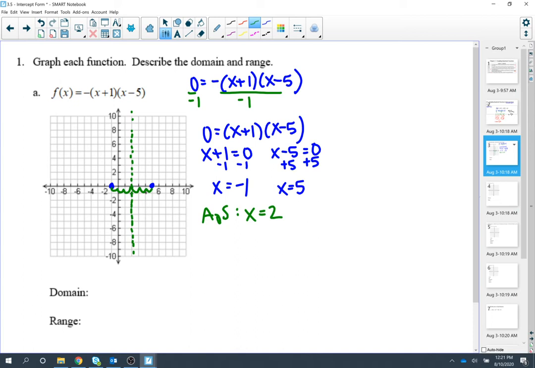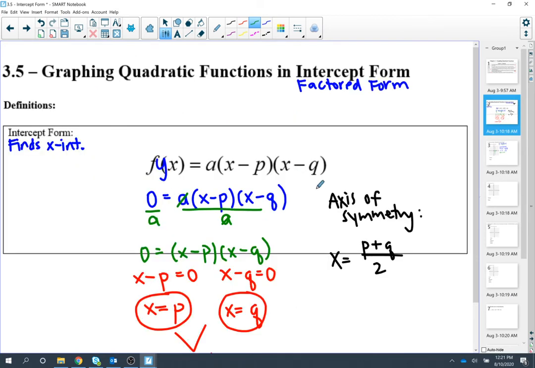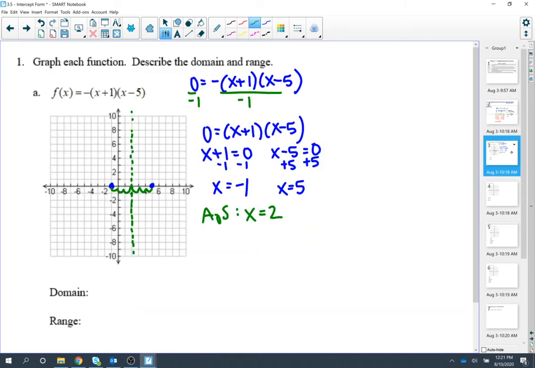that line. Okay, now the part that I didn't do here algebraically, I just showed you graphically, was remember back here, I said that the axis of symmetry was x equals p plus q over 2. Really what you did there was you did negative 1 plus 5, which is 4. That's your p plus q. You divided it by 2, which gave you 2. So that's how you do it algebraically. I usually just look at the graph.